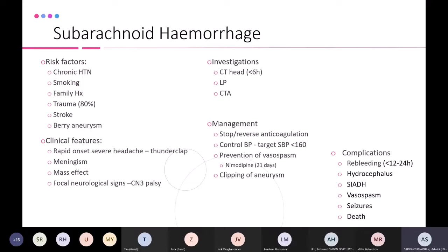Investigation, CT head, like all of the strokes, you might consider doing an LP, and a CT angiogram of the brain as well.